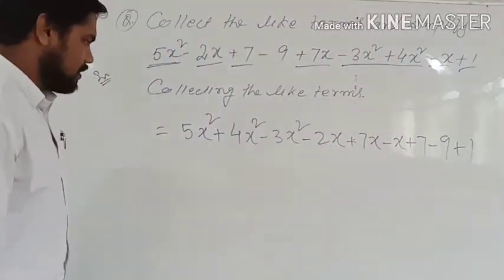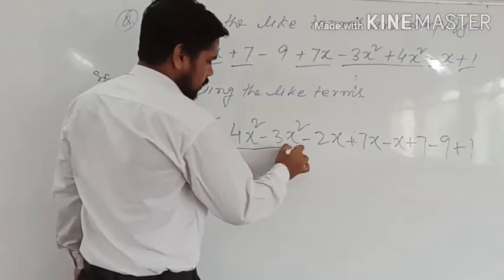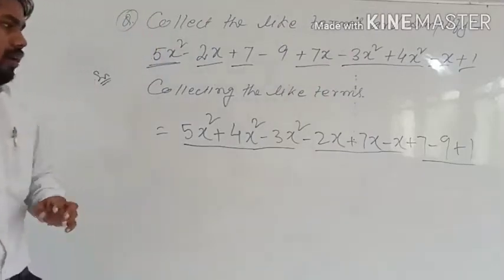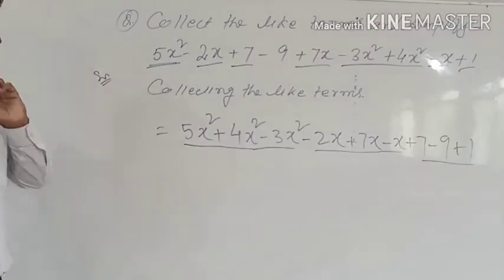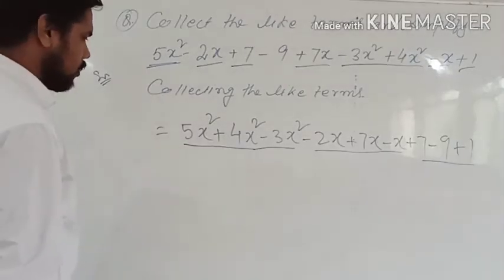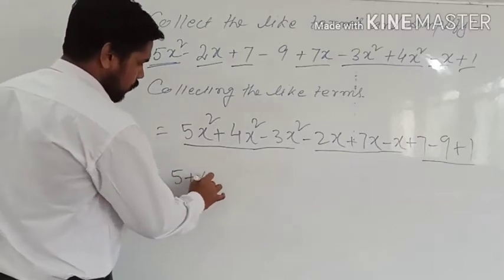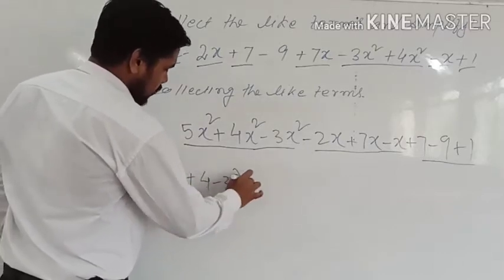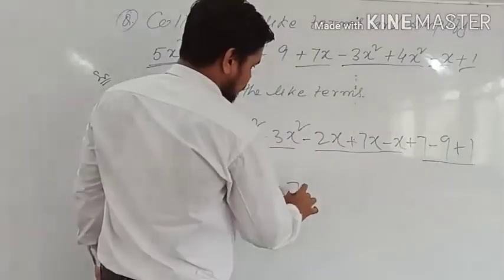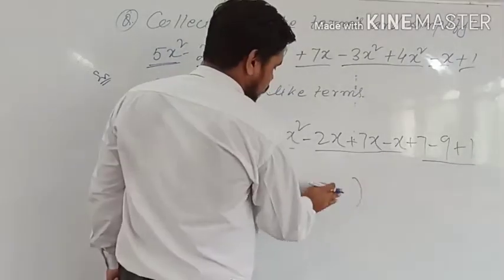So this is how you can see we have arranged first these two, then these three, then these two, three, and then these three. So we have collected all three numbers separately. Now we will add or subtract. So here how it will be? This will be 5 plus 4 minus 3 into x square. You can write.